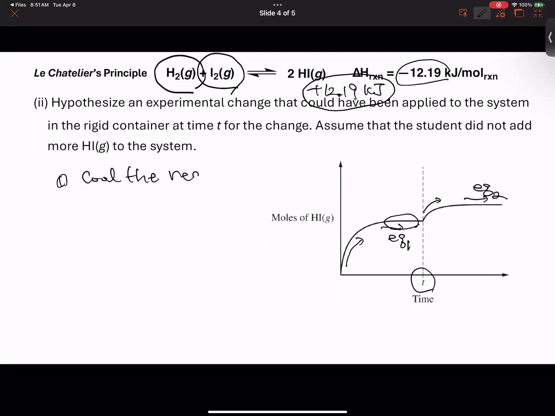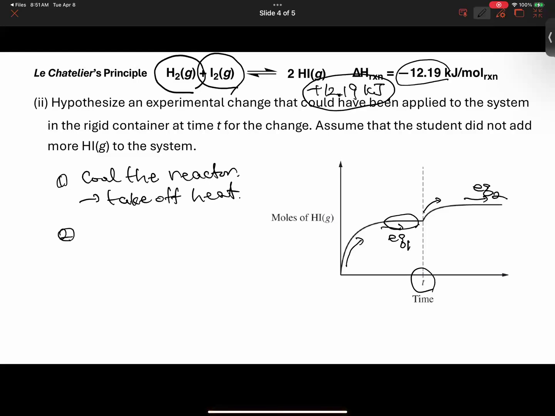So the first method will be to cool the reactor, the cooling effect, and take off the heat, eliminate heat from the reactor. Then because this is an exothermic reaction, the reaction will move toward the product side.